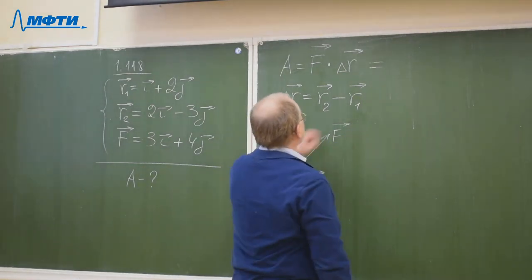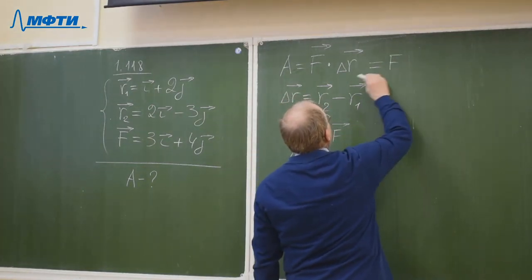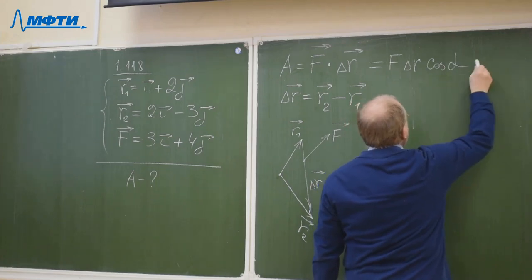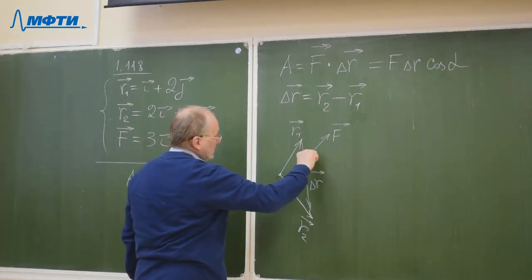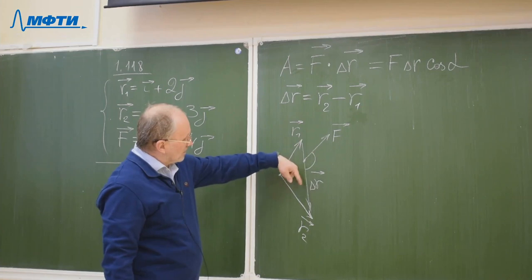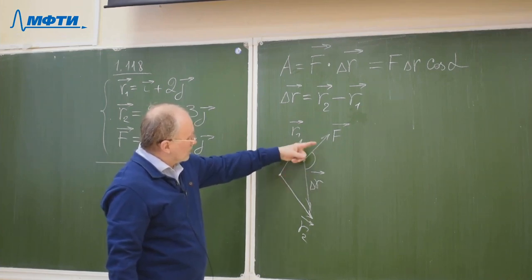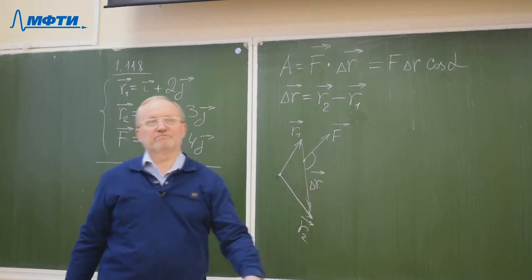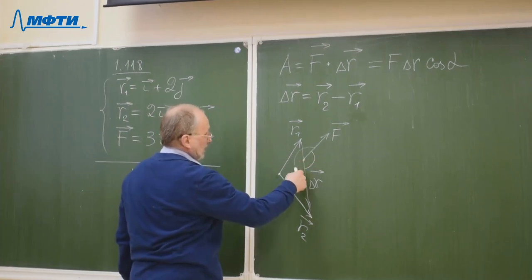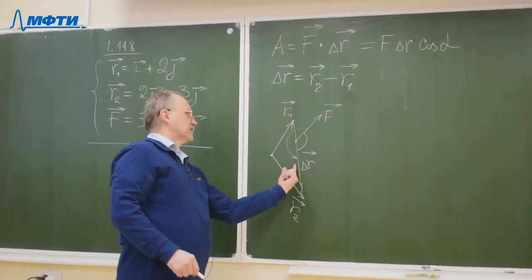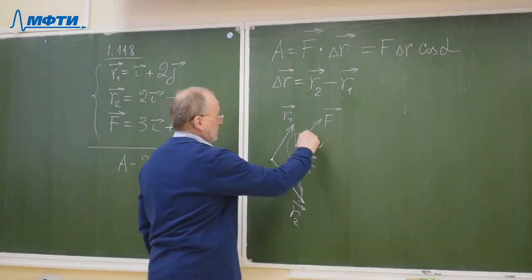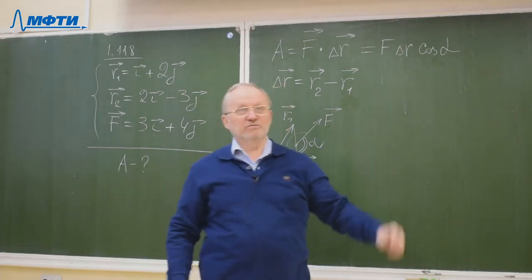The scalar product, by definition, is the modulus of the first vector times the modulus of the second vector times the cosine of the angle between the force vector and the displacement. This is the angle denoting the shortest way to rotate the first vector to the second vector. There is another angle between these two vectors, this one, but this is not the shortest way to rotate the first vector to the second. The shortest way is this one. So this is angle alpha, and this angle should be taken in the definition of work.